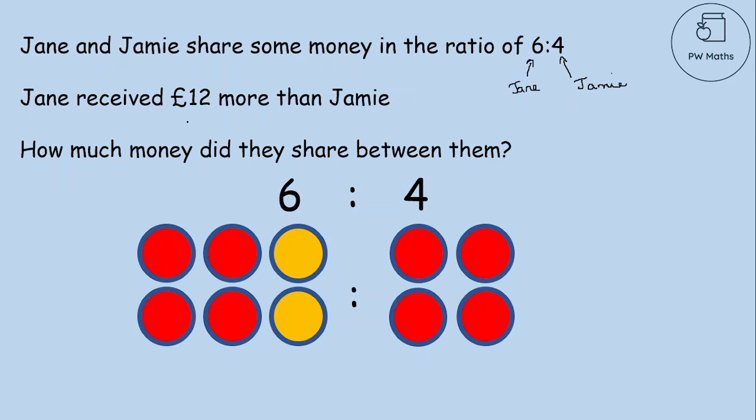This is because Jane receives £12 more than Jamie, and then we're asked how much money did they share between them. Now we can see I've got 4 red circles over here for Jamie's 4 red circles, and Jane has 2 extra circles. That must mean that her 2 extra circles are worth the £12 extra that she has been given. Doing a very quick calculation, 12 divided by those 2 extra circles, again each of our circles is worth 6.